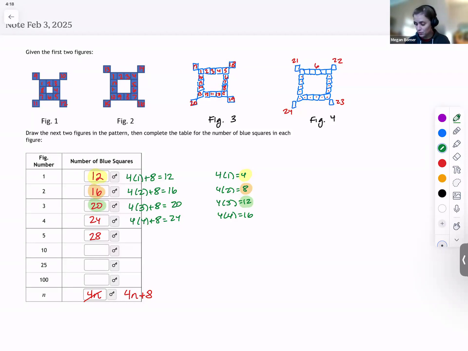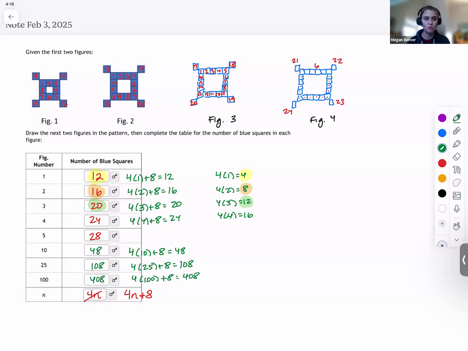Now that we have this rule, we can use this to fill in some of the larger numbers on our table. So for figure number 10, we can take 4 times the figure number and add 8. So 4 times 10 is 40 plus 8. That means that for the 10th figure number, if we were to keep drawing, we should end up with 48. And 4 times 25 plus 8. So 4 times 25 is 100 plus 8 would give us that 108. And 4 times 100 plus 8 will give us 408.